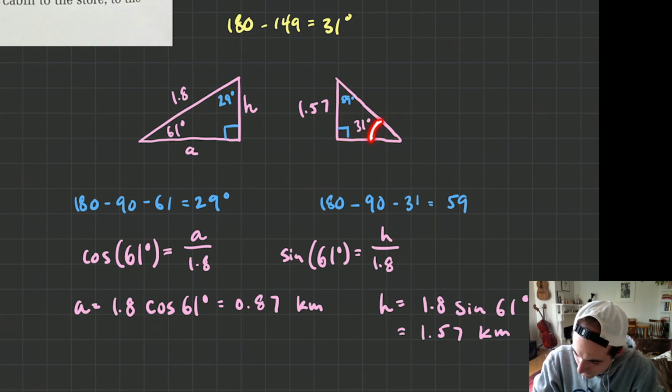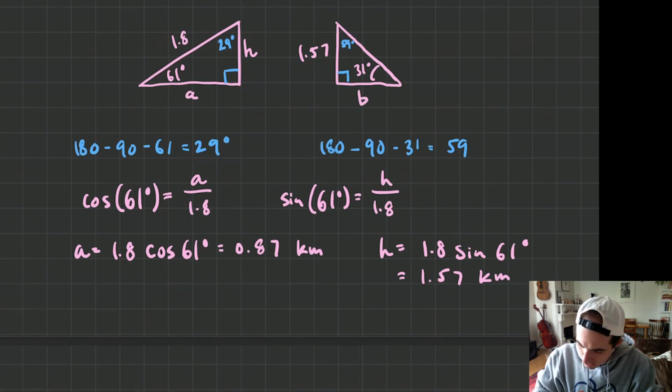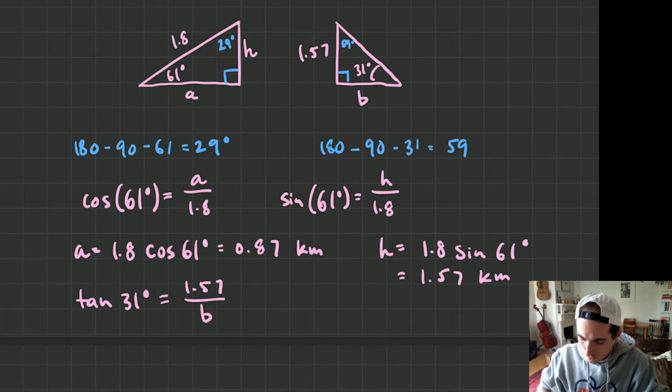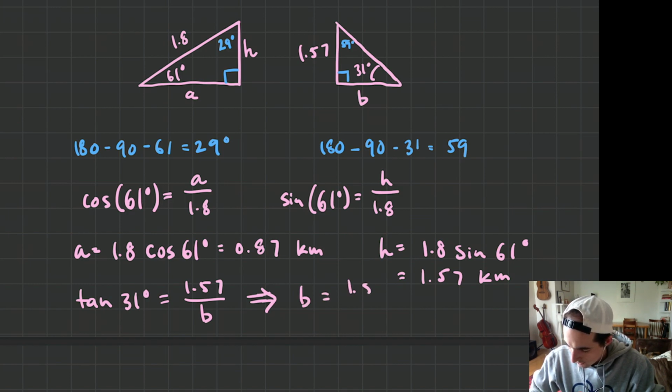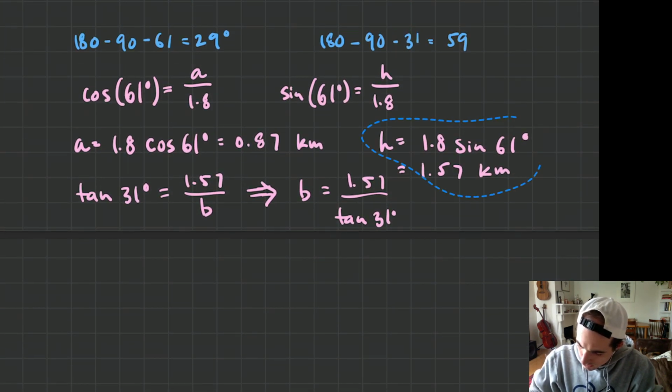So I've got this angle, I've got this adjacent side, and I've got the opposite side. TOA, tan. I'm going to use tan here. So let's see here. I'm going to call this side B. So I know that tan of 31 degrees is opposite over adjacent. So 1.57 over B. That means that B is equal to 1.57 over tan of 31 degrees. And I'm kind of running out of room here, so you'll have to excuse my squishiness.